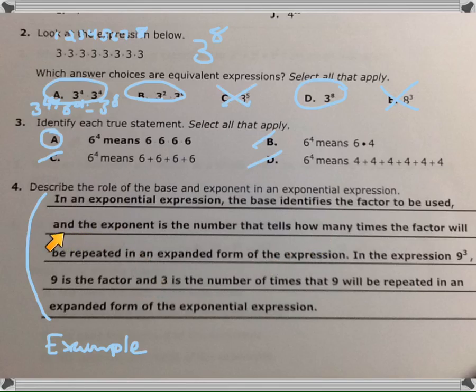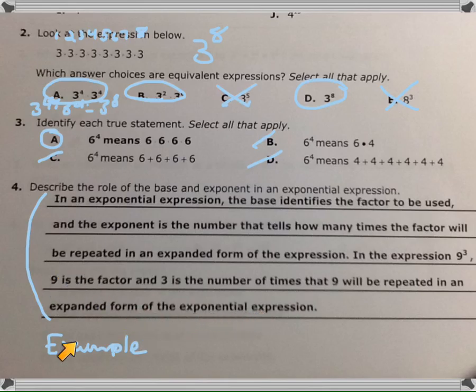Okay. And then number 4 is describe the role of the base and exponent in the exponential expression. So here's an example statement given. In an exponential expression, the base identifies the factor to be used, and the exponent is the number that tells how many times the factor will be repeated in an expanded form of the expression. In the expression 9 to the power of 3, 9 is the factor, and 3 is the number of times that 9 will be repeated in an expanded form of the exponential expression.